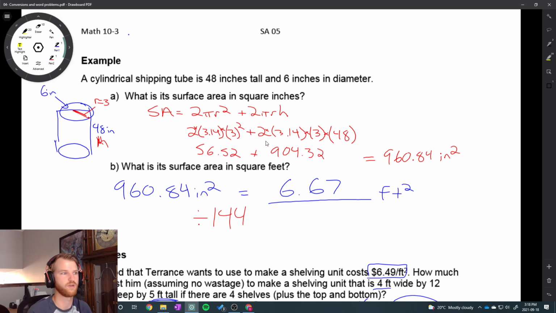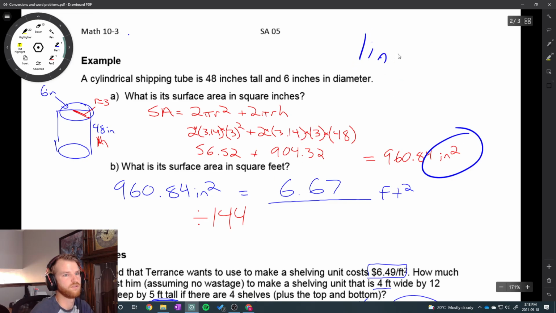You can pause your screen here and take a look at it and see if you're able to get the same thing. This thing here is something we haven't talked about. We get our answer in square inches, okay? But then it asks what it would be in square feet. When we convert inches to feet, 1 foot is the same as 12 inches.